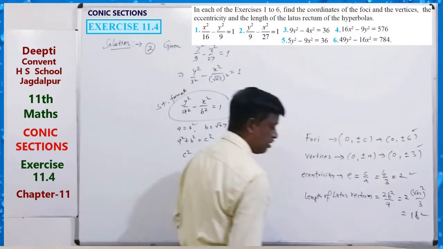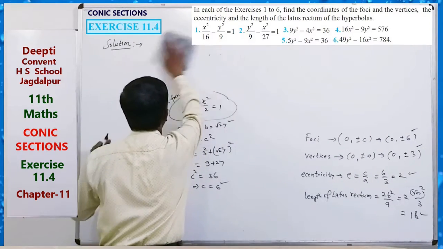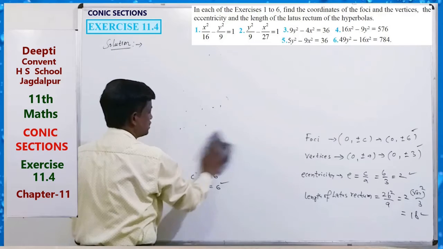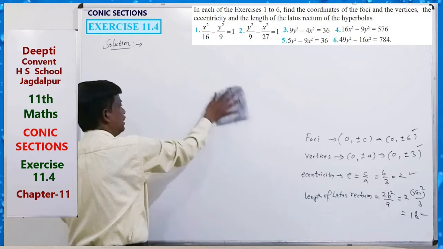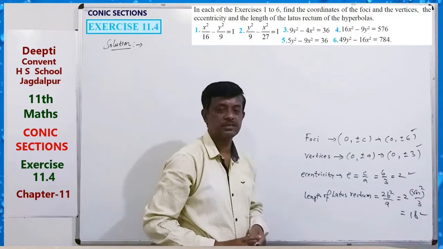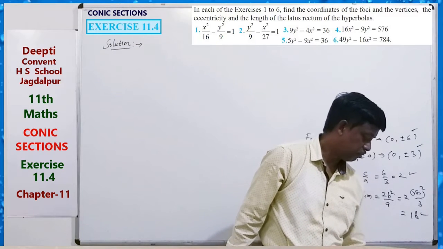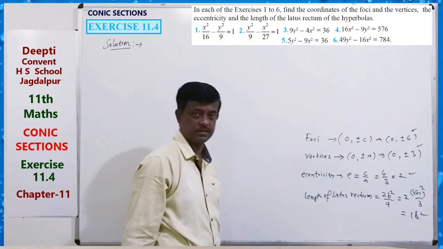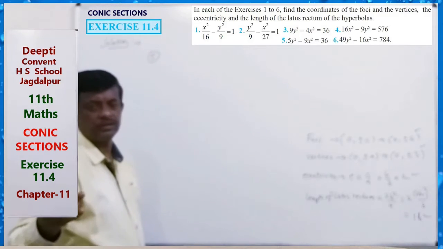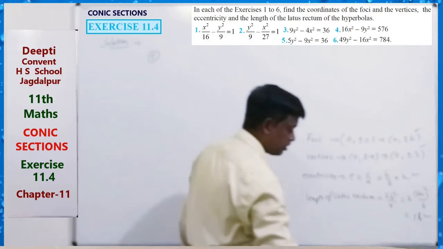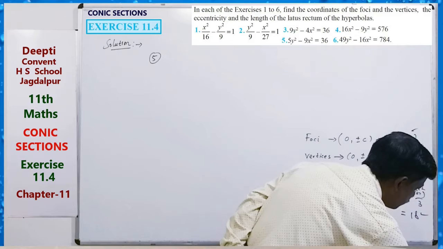Now similarly, questions 3, 4, 5, 6 are the same type of questions, but they can be solved by first writing these equations in standard form. For example, the equation 5y square minus 9x square equals 36 is question 5. So 3, 4, 5, 6 are all the same.